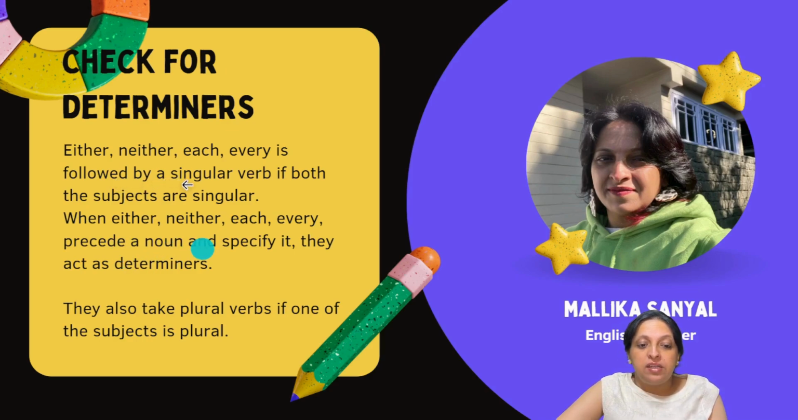When either, neither, each, every precede a noun, that means they are put before a noun and also specify the noun, then these words are used as determiners. We just learned it. They can also take plural verbs. When can they take plural verbs? When one of the subjects is plural. Okay? How this is going to happen, we are going to check right now.